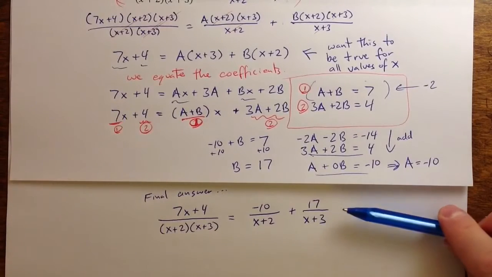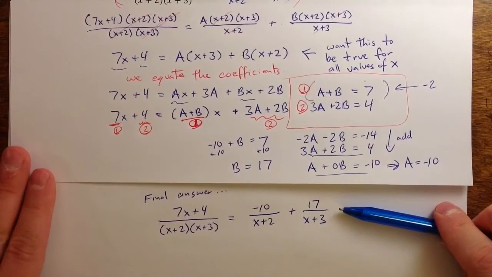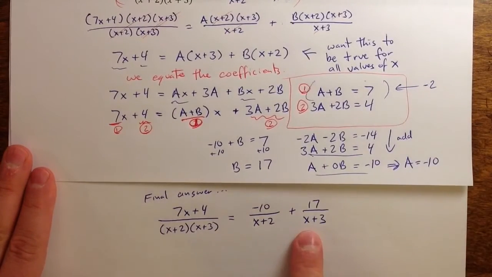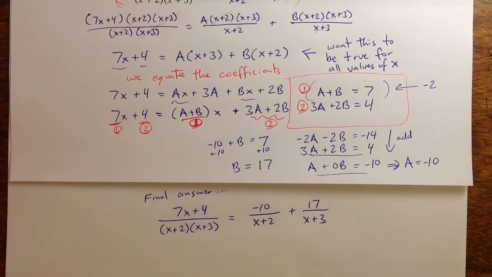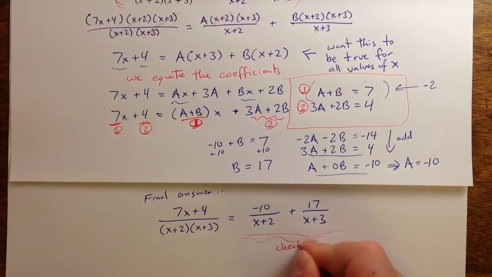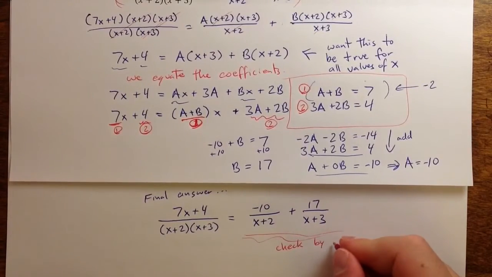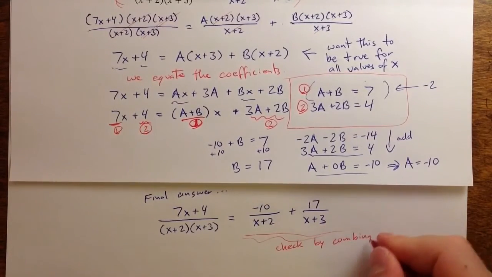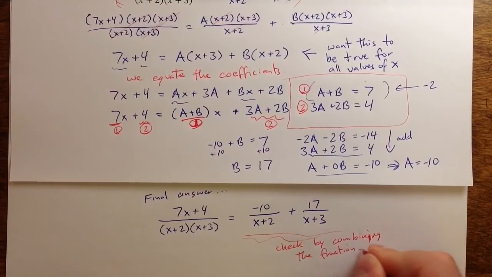And this is a special relationship. This is an identity, not just an equation. This will be true for every possible value of x. We could check by combining these two fractions. So if I was worried that I made an arithmetic mistake along the way, we could check this by combining the two fractions into a single fraction with a common denominator.